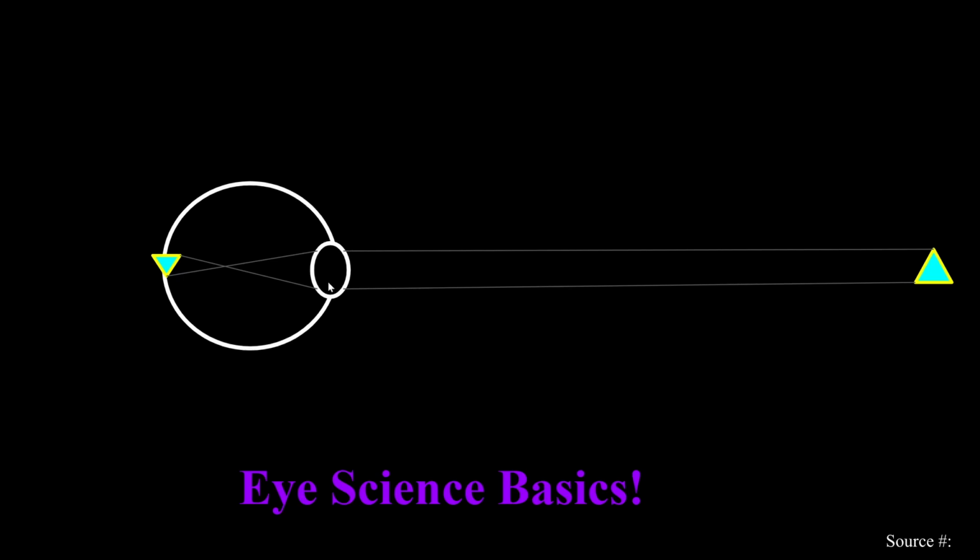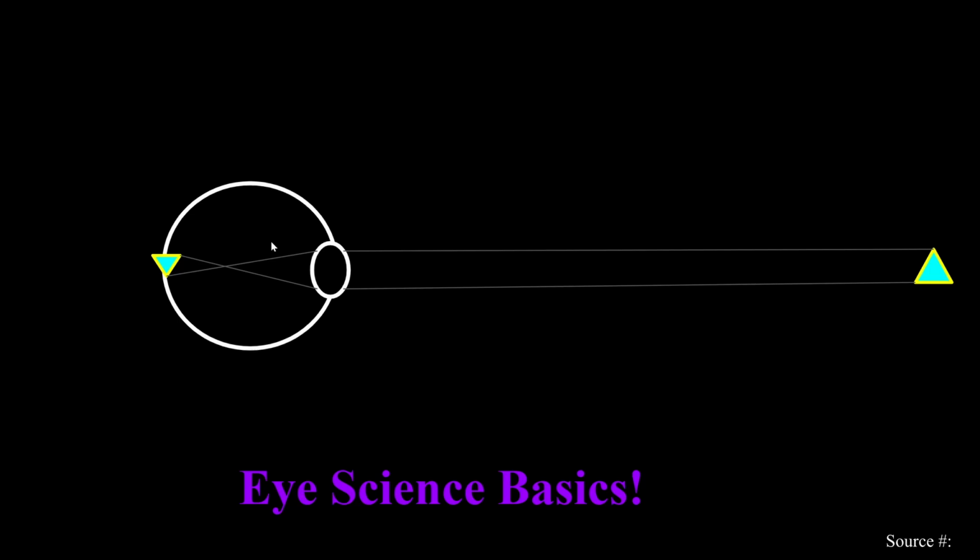Imagine this as your eye, and this is an object. The object's light will get refracted by the lens onto the retina, which is this part over here, the back of the eye. Because of the lens, it gets focused perfectly onto the retina, as you can see. And it gets inverted, but that doesn't matter because your brain corrects the inversion.